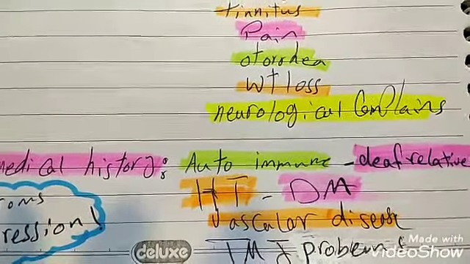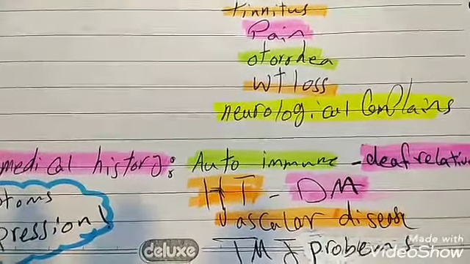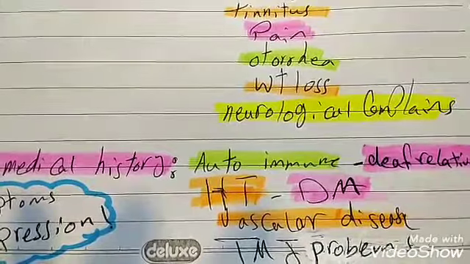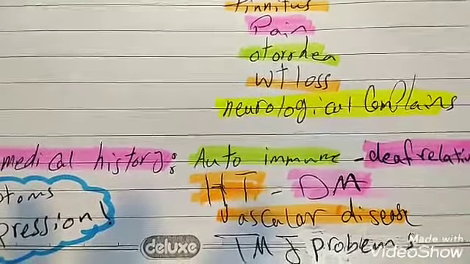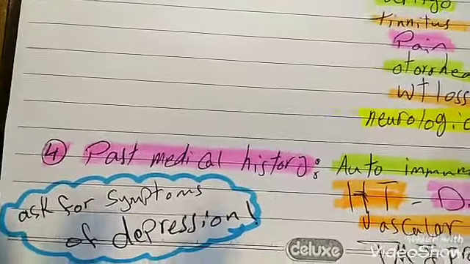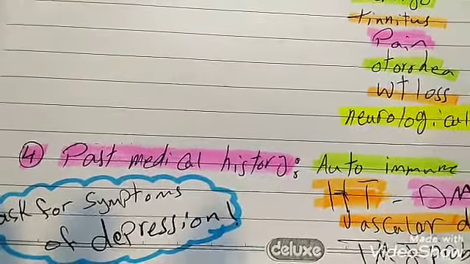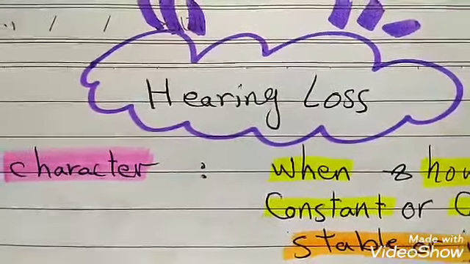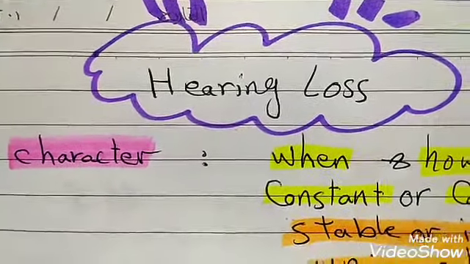Past medical history, focus on autoimmune diseases, any deaf relatives in the family, hypertension, diabetes, any vascular disease, previous stroke, TM joint problems. Also ask about the symptoms of depression. It may give you a clue.